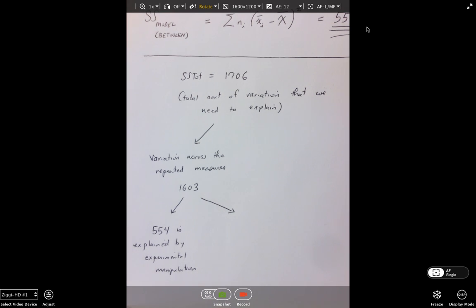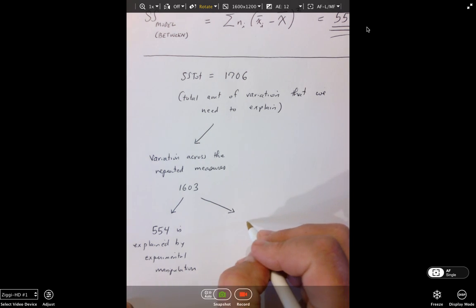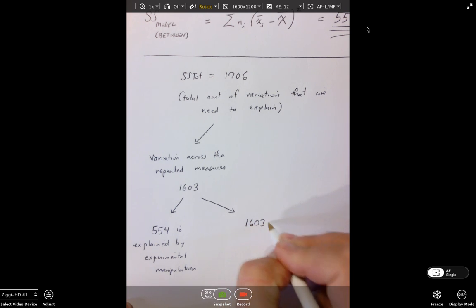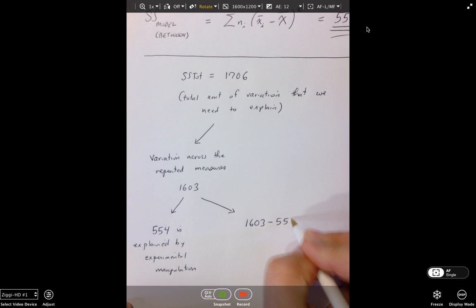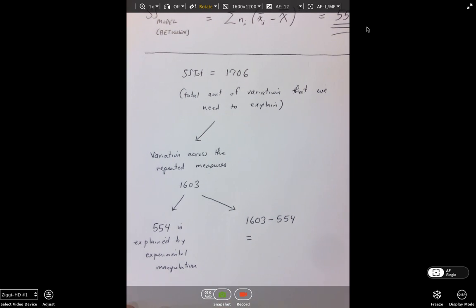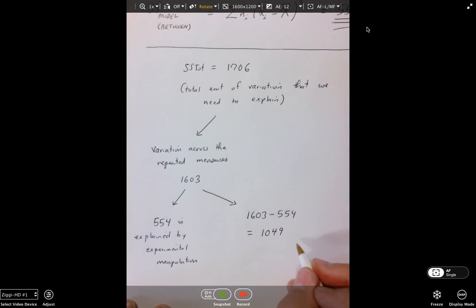Right, variance within tutors. So that leaves 1603 minus 554, which is 1049, right? Mental arithmetic here. Yeah, okay, as the unexplained variation.